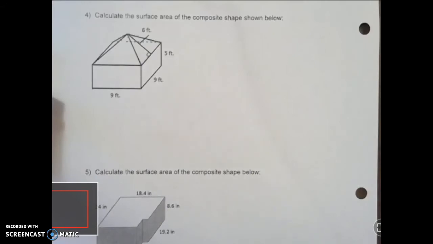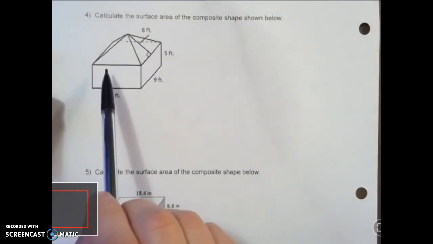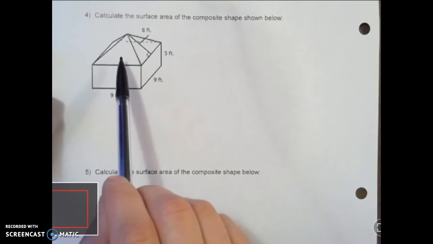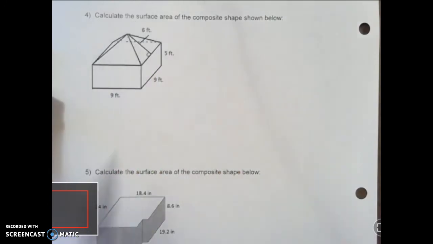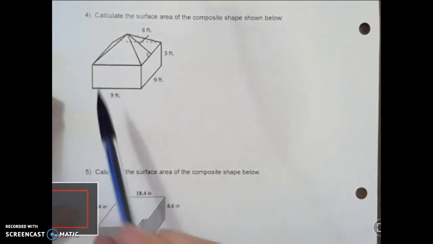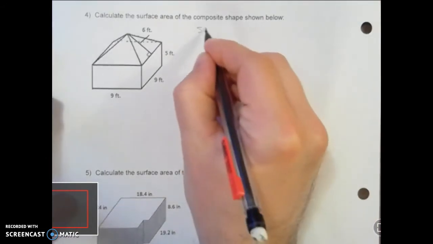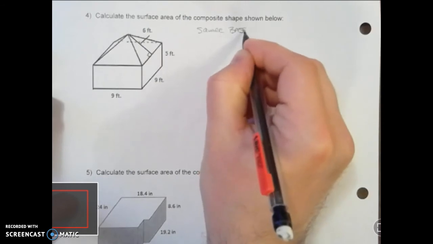In example number 4, we're calculating the surface area of the composite shape shown below, and looking at this composite shape, it looks like we have a rectangular pyramid stacked on top of a rectangular prism. And we're going to calculate the surface area, and again, we're just looking for the area of the outside faces on this shape. And so if we think about what's going to be on the outside here, the very bottom, well, we know this is going to be a square base, and so that's one face whose area we're going to have to find, the area of the square base.